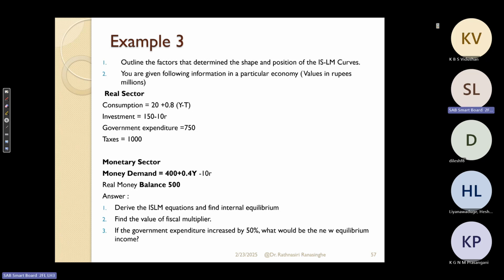So there will be a question from this area. 2 questions from the IS-LM, one is the calculation part and the other the writing part. And sometimes there will be a question from the IS-LM rather than the other things. The questions are coming from the microeconomics.